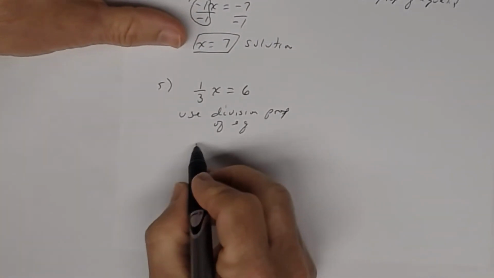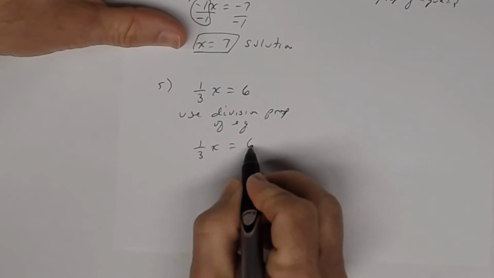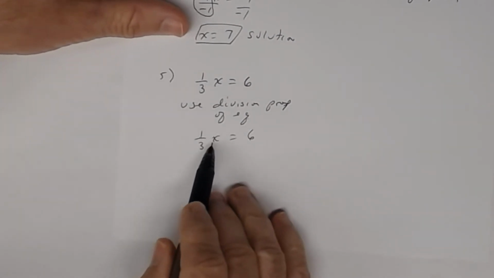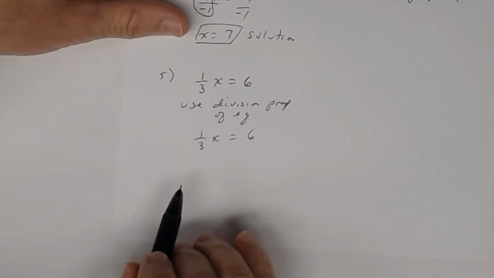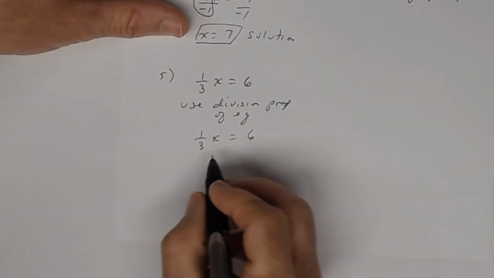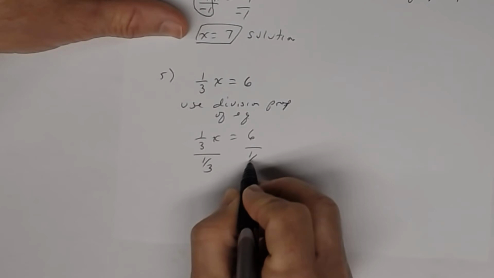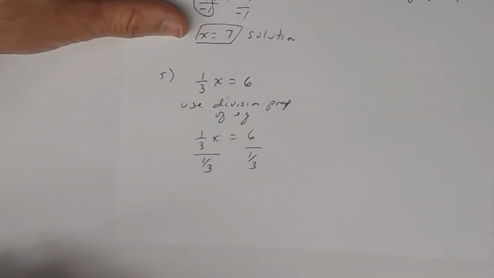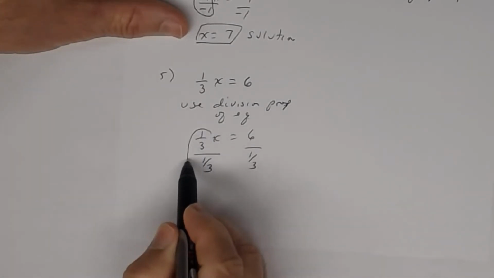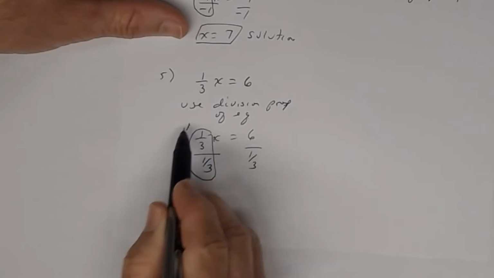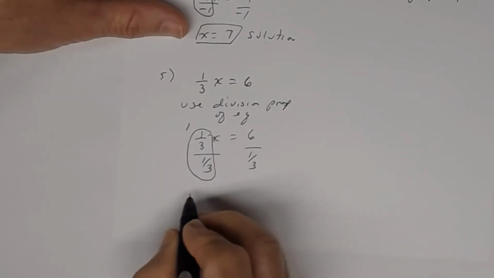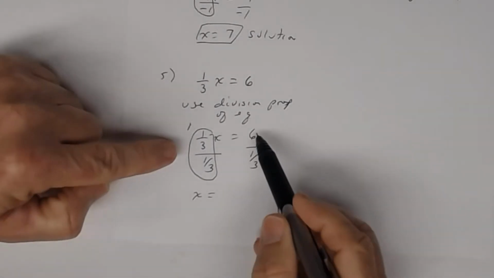All right, so I'm going to go ahead and rewrite this over. Okay, and listen carefully. So right now I'm multiplying by 1/3, right? So the opposite of multiplying by 1/3 is to divide by 1/3. So we divide both sides by 1/3, just like this. 1/3 divided by 1/3 is 1. 1 times x is x. Equal. All right, now we've got to deal with this.